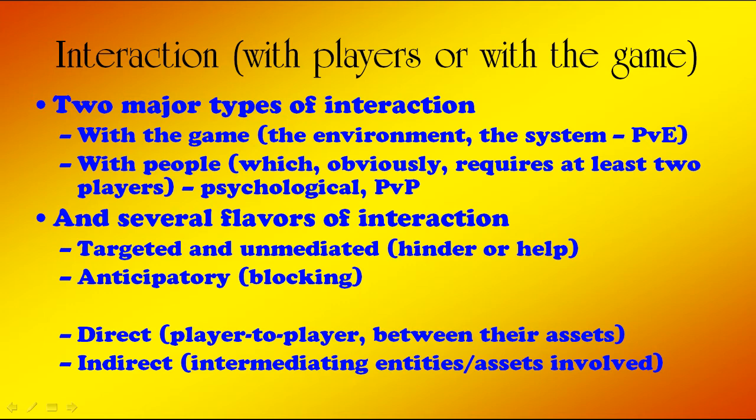In one group you have interaction that's targeted and unmediated. There's nothing in between, where you're trying to hinder someone or help someone. And the other kind there is anticipatory, where you're blocking someone, you see what they might be doing or what they could do, and you act to prevent that. The first type is much more common in war games, and the second type is much more common in Euro-style games. Then in the second group you have direct interaction, which is player to player between their assets that they fully control, and there's indirect, where there are intermediating entities, where the assets involved may only be temporarily controlled by one of the players or by both the players.